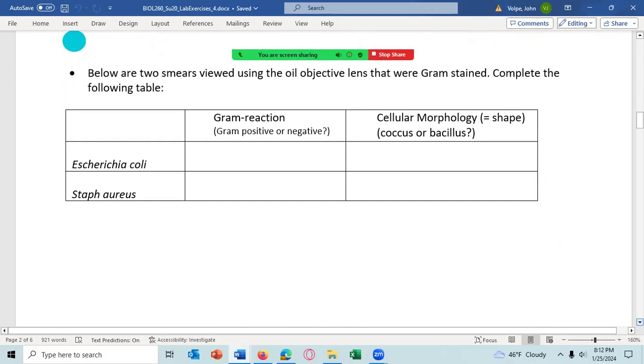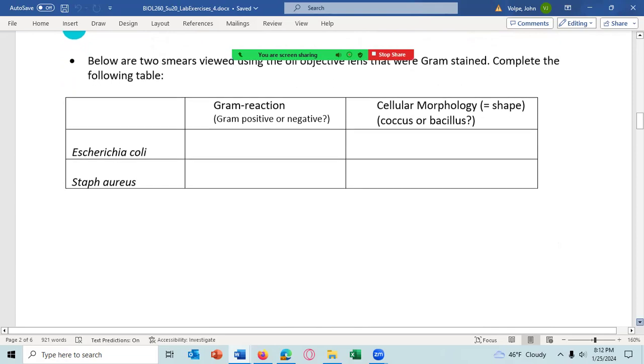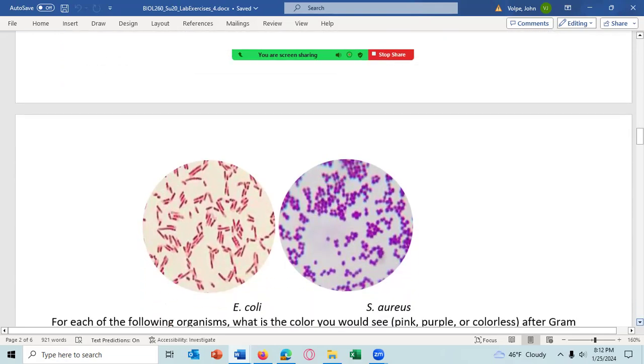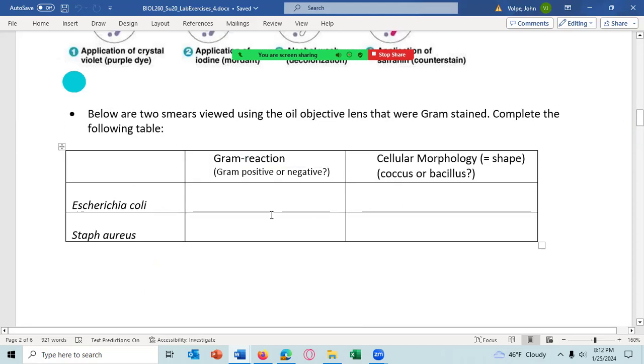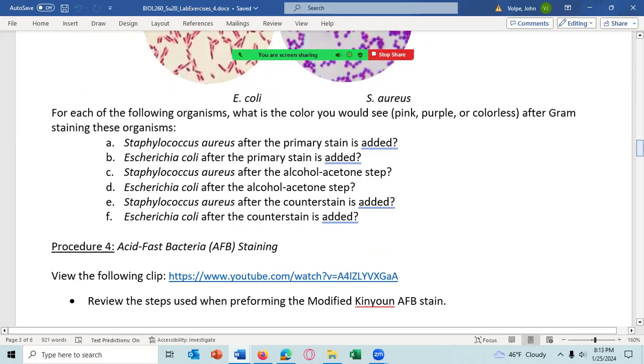So below we have a smear using the oil objective lens, and we performed a gram stain of E. coli and Staphylococcus aureus. Fill in the information for E. coli and Staphylococcus aureus in this table here, meaning give me the gram reaction, if the cell is gram positive or gram negative, and then give me the shape of the cell. Any question about that?